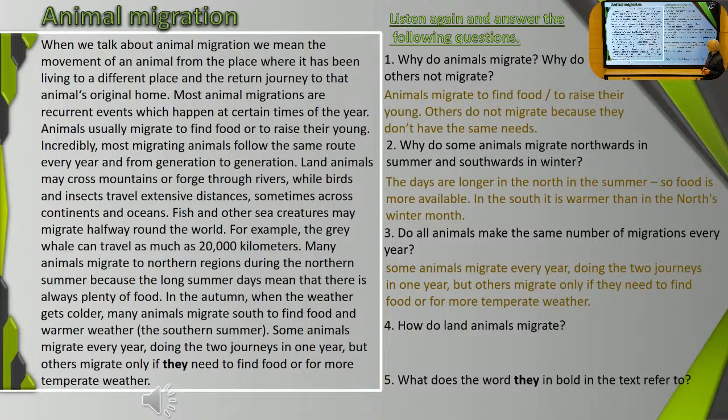Now, how do land animals migrate? They may cross mountains or forge through rivers. What does the word they in bold in the text refer to? Let's see the word in the text. Some animals migrate every year doing the 2 journeys in 1 year, but others migrate only if they need to find food. Okay, here, what does the word they refer to? It refers to animals.